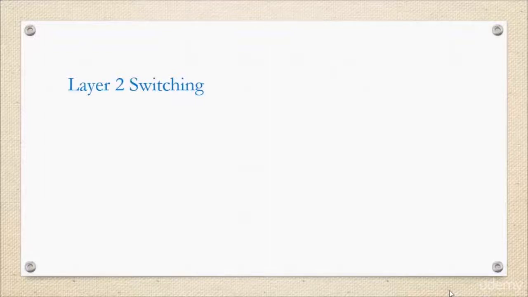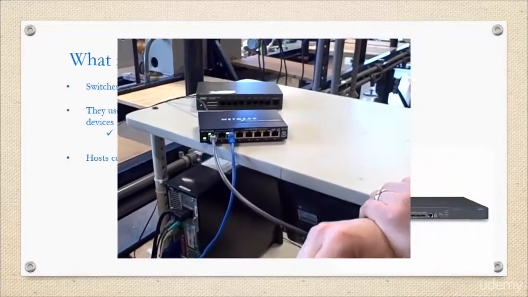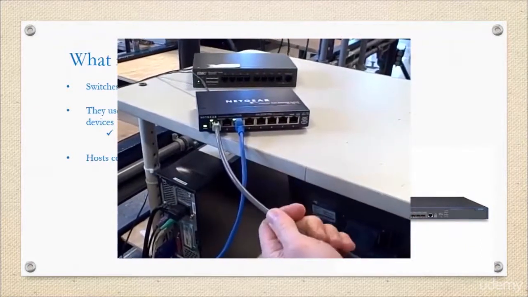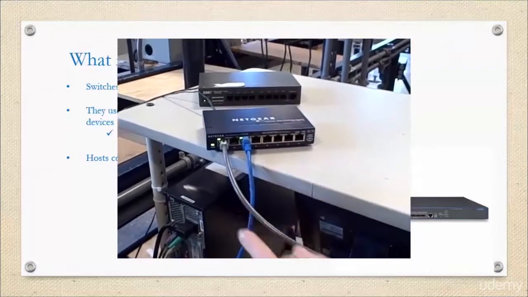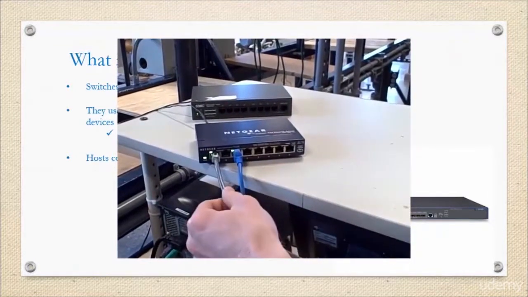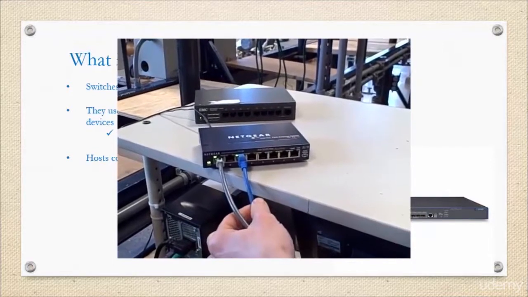So now that we've talked about the first two layers, let's talk about layer 2 switching. First, let's start by talking about what a switch is. A switch is a central connecting device, as we detailed earlier. And switches use MAC addresses to establish point-to-point connections.